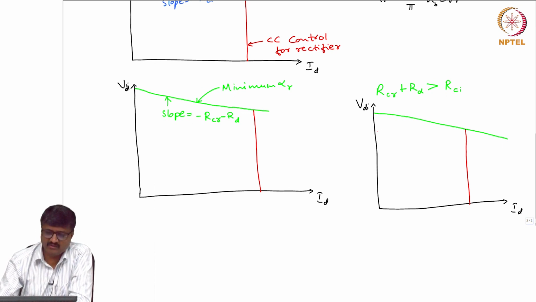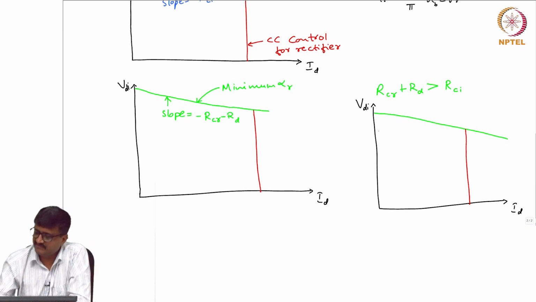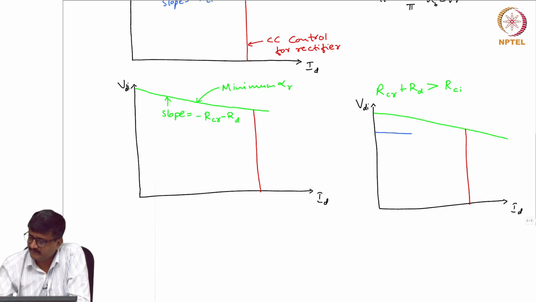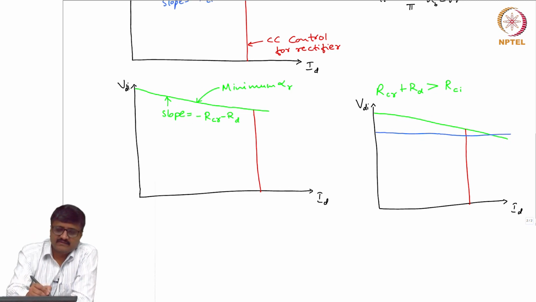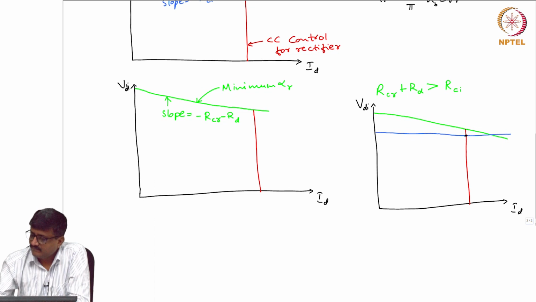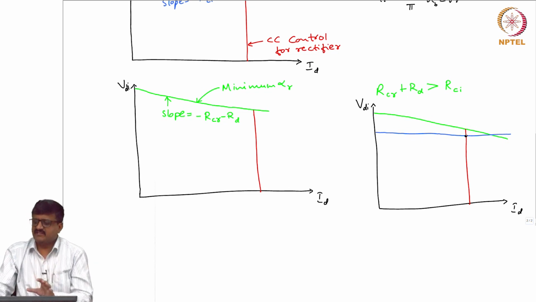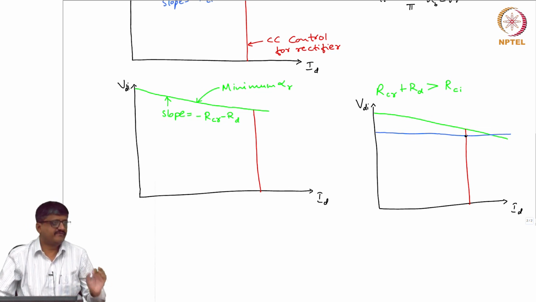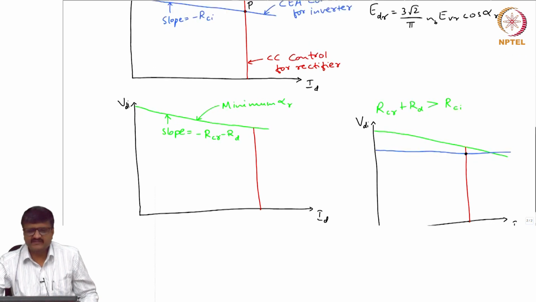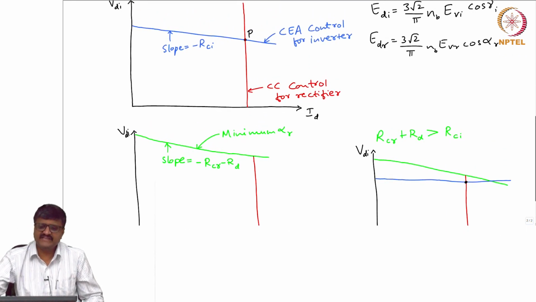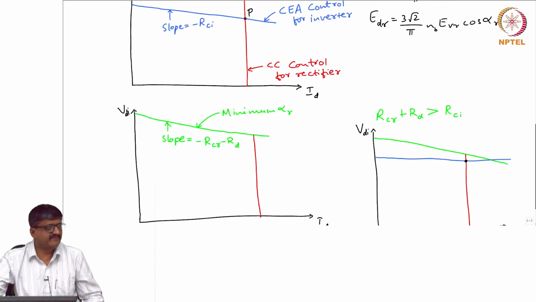Now, there is a CEA control also. CEA control has a slope which is less than the minimum alpha R control. Please note I will be using some fixed colors for the controls. Red means CC control for rectifier, blue means CEA control for inverter, green means minimum alpha. I have marked all these things: red for CC control, blue for CEA control and green is minimum alpha.